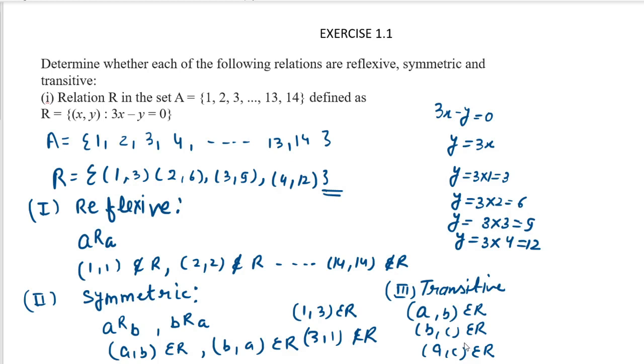So children, look at this question. One thing is given here. If I talk about 1 comma 3, I can say 1 comma 3 belongs to R and 3 comma 9 also belongs to R, but 1 comma 9 does not belong to R, so it is not transitive.